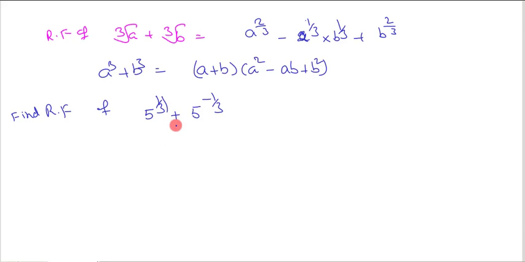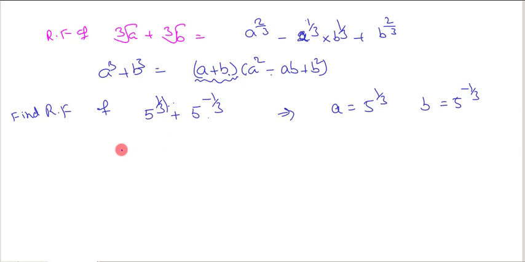That means suppose a is equal to 5 to the power of 1 by 3, b is equal to 5 to the power of minus 1 by 3. Now to get a power of 3 for the individual terms, a plus b has to be multiplied by a square minus ab plus b square. That means to get the power 3 for the individual terms, a plus b has to be multiplied by a square minus ab plus b square.